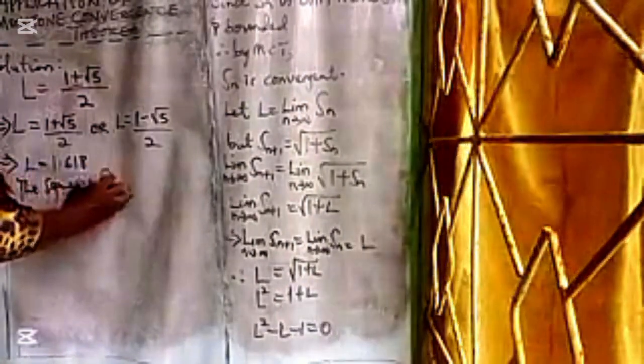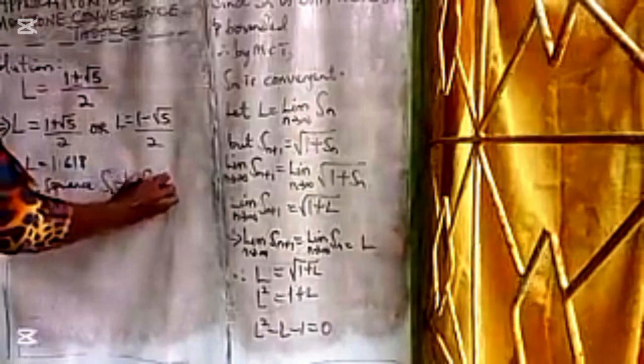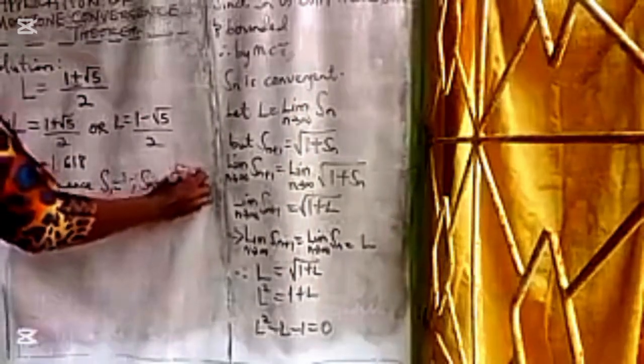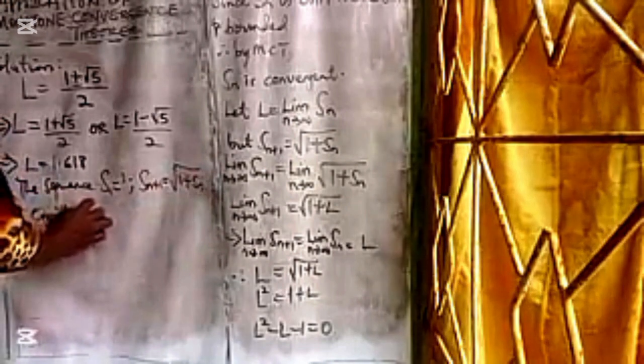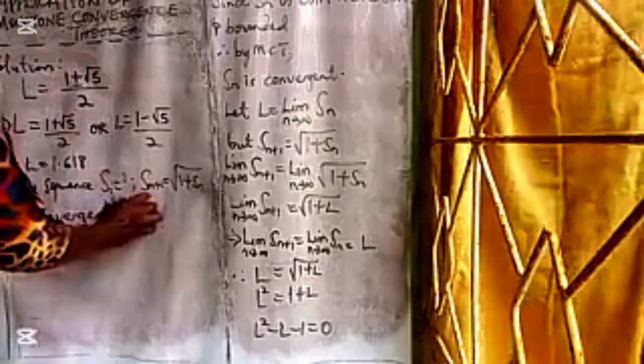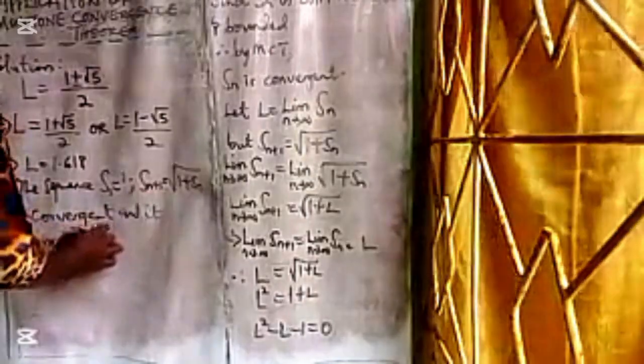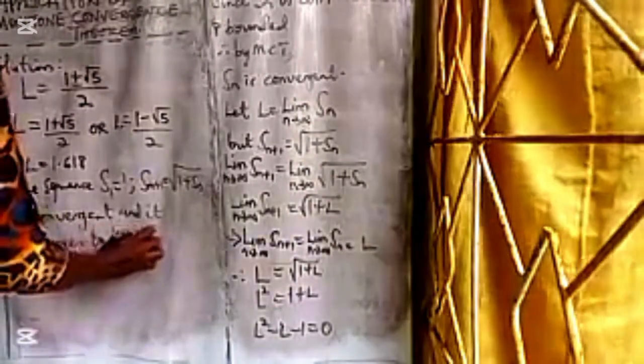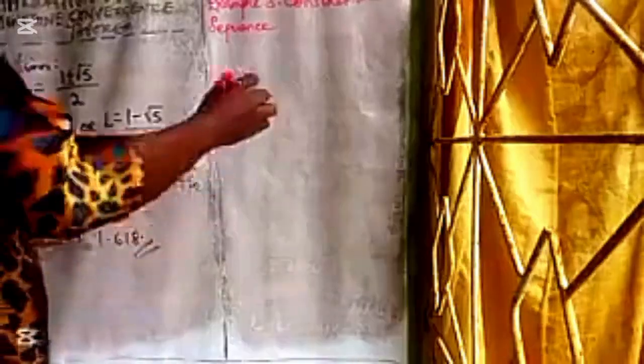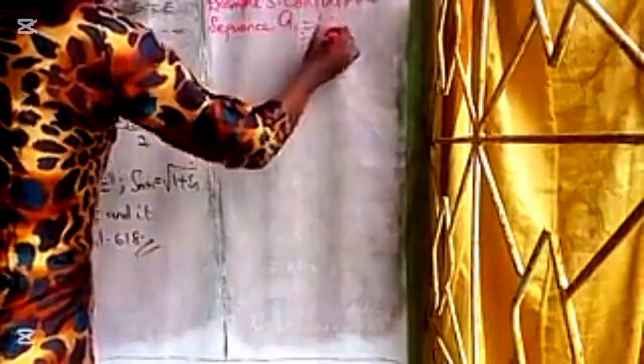That implies that L is 1.618. Therefore, the sequence S1 equals 1 and S(n+1) equals the square root of 1 plus Sn is convergent, and it converges to 1.618.